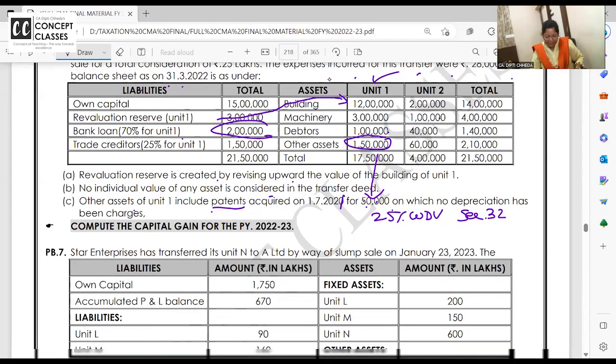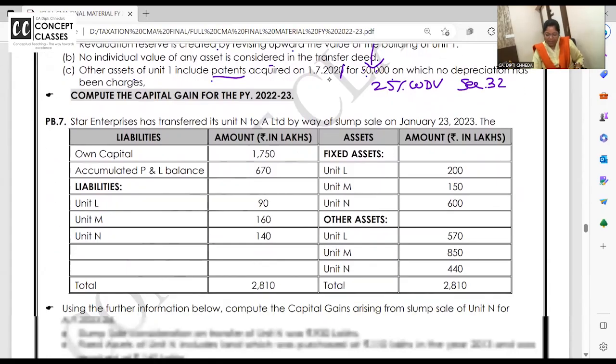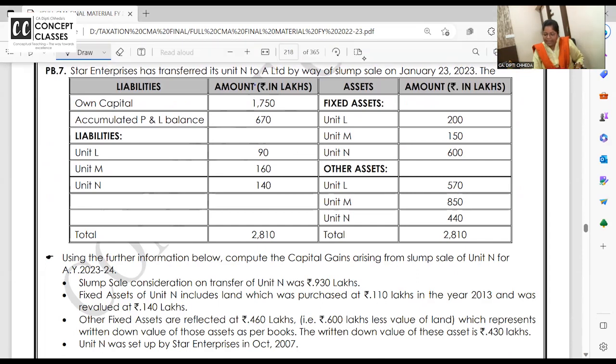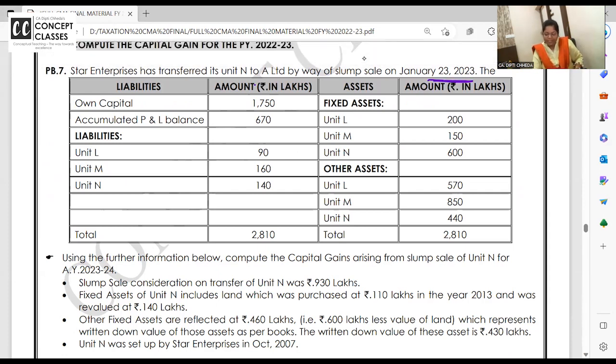Is the screen a little hazy right now, or am I feeling that way? Is the screen clear? Star Enterprises has transferred its unit N to A Limited by way of slum sale on January 23. Done. So 2-3 units are given to confuse you.